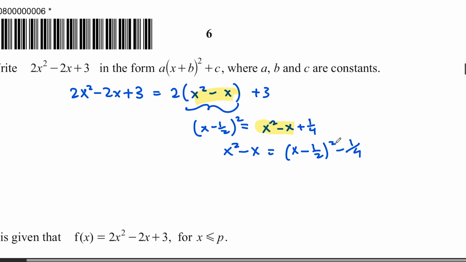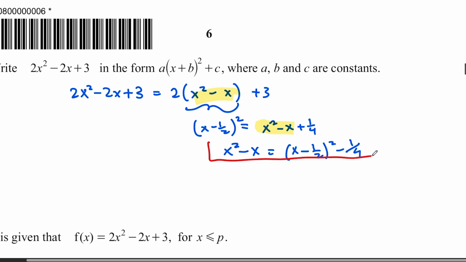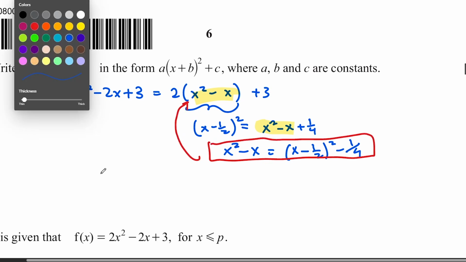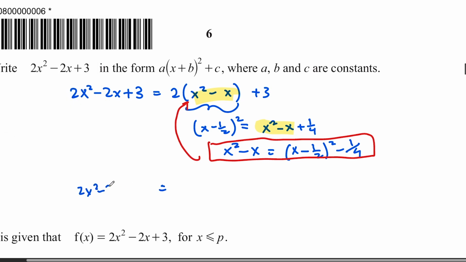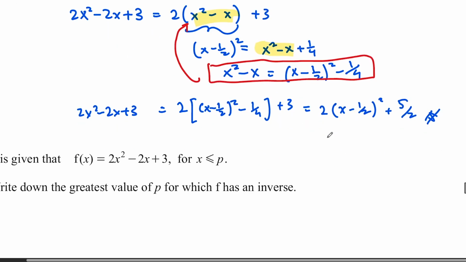Okay, so once I have this expression, I can take it and put it back into here and replace it. So 2x squared plus 2x plus 3 becomes 2(x minus half) squared minus a quarter plus 3. And finally, I'll expand this bracket. And here we'll have 5 over 2, right? Okay, so that's the completing the square form.